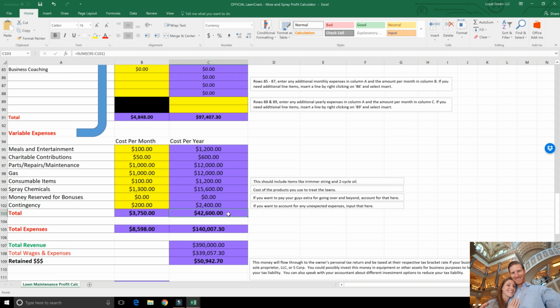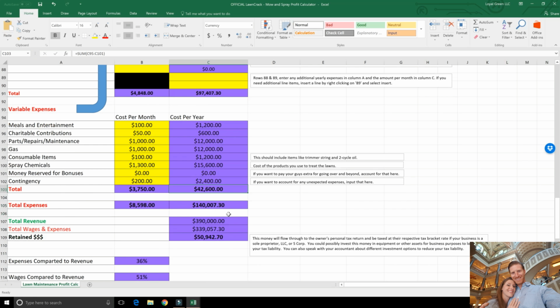So our variable expenses, $42,000. Total expenses, $140,000. So back up at the top, from the mowing and spraying we're bringing in $390,000. Total wages and expenses, so it's the wages plus the expenses, $339,000. So retained money is $50,000. That means if we leave that money in the company, it's going to be $51,000 in the bank account, assuming we started at zero. We didn't start at zero.